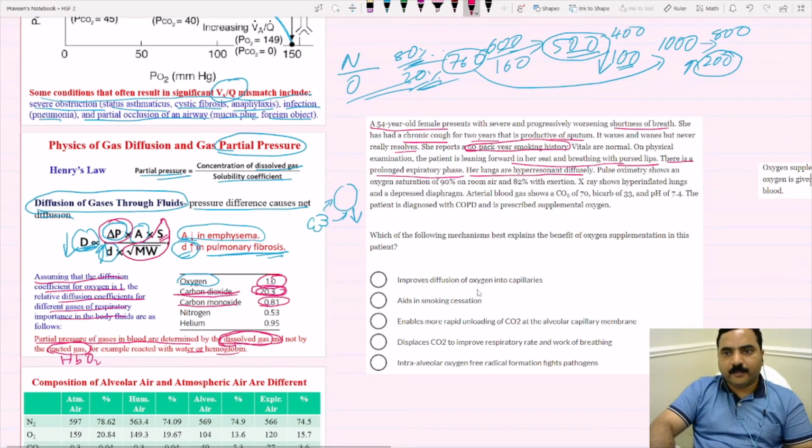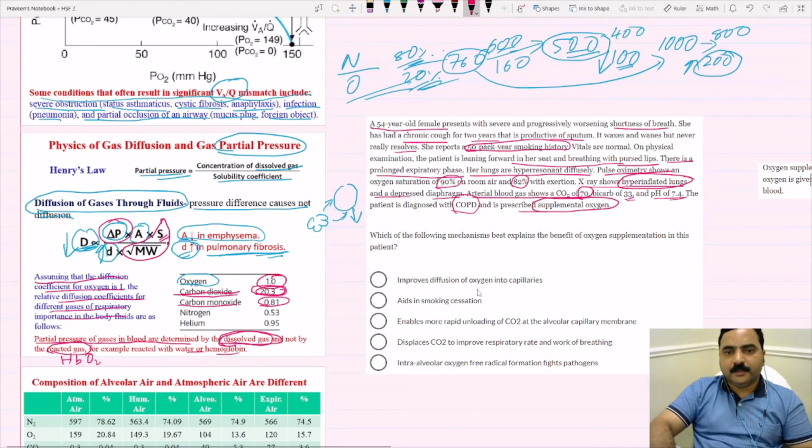Her lungs are hyperresonant diffusely. Pulse oximetry shows an oxygen saturation of 90% on room air and 82% with exertion. X-ray shows hyperinflated lungs and a depressed diaphragm, again showing obstructive lung disorders. Arterial blood gas shows carbon dioxide is very high. Just now we learned arterial carbon dioxide should be only about 40, but it is coming to 70. Bicarbonate is high, and the pH is almost normal. The patient is diagnosed with COPD and prescribed supplemental oxygen.